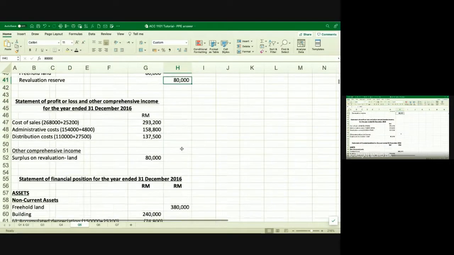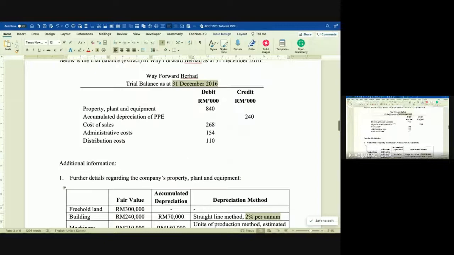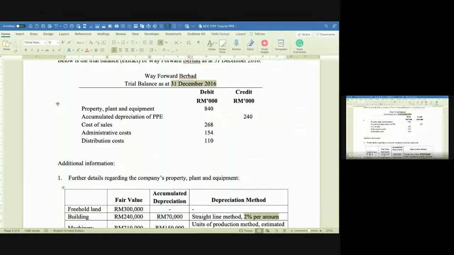Okay, so this is when, if you are required, whatever you have here, you put into the respective financial position. You have PPE of 840, but you have to show that 840. This is the trial balance, so how do you show that? Statement of profit and loss account.